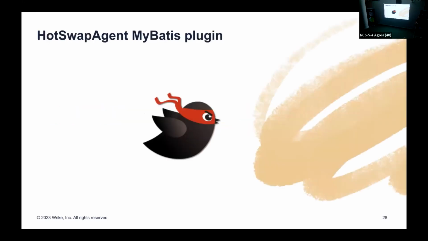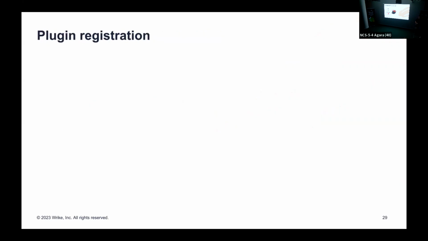And also in reality, HotSwapAgent already has a plugin for MyBatis, but unfortunately, it only supports XML and has no annotation support. And again, this is why we want to implement another plugin, which will support annotations. And the first thing to do is to register our plugin in the HotSwapAgent ecosystem.